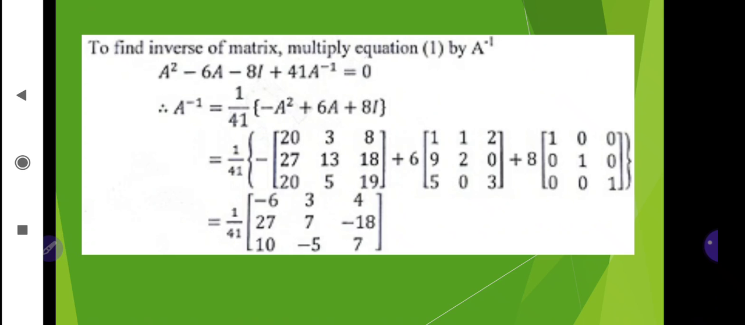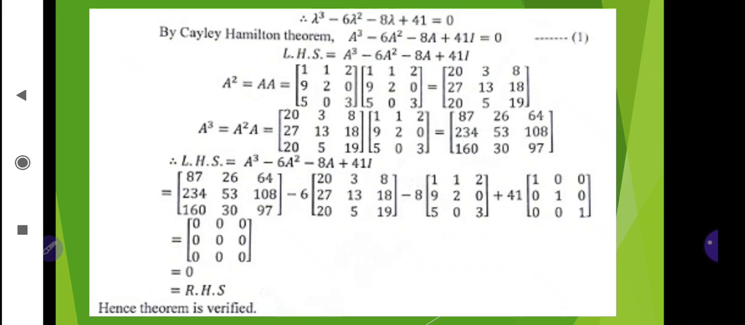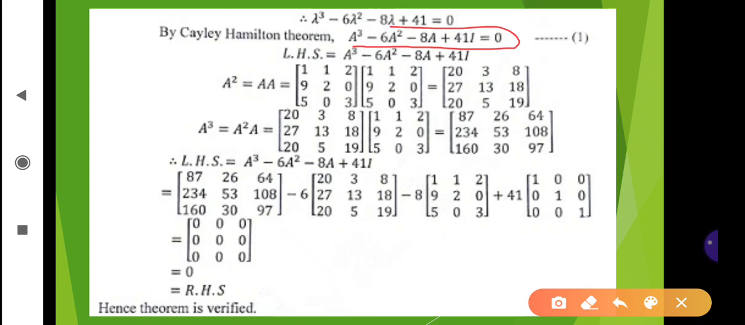So to get the value of A inverse, see our statement of Cayley-Hamilton theorem. This is statement number 1. So we have to arrange this equation for A inverse. So let us multiply A inverse to this equation number 1. When you multiply A inverse to equation number 1, the first term A inverse into A cube becomes A square.